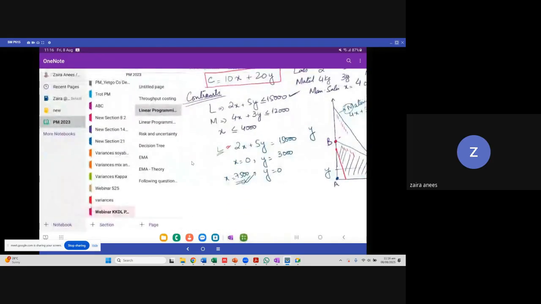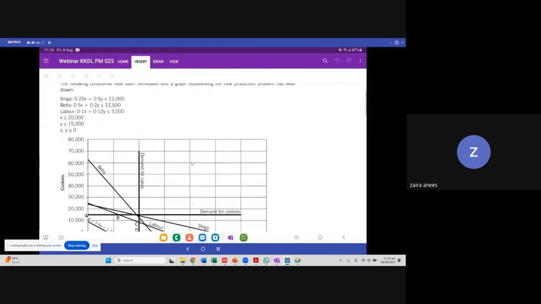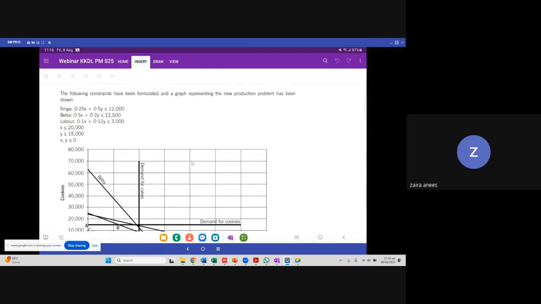So let's try to do a question, and let's see what we can do here. And after that, if we have time, we will do MTQ also. Again, this is a type of question which an examiner can easily convert into an MTQ. I will tell you how.